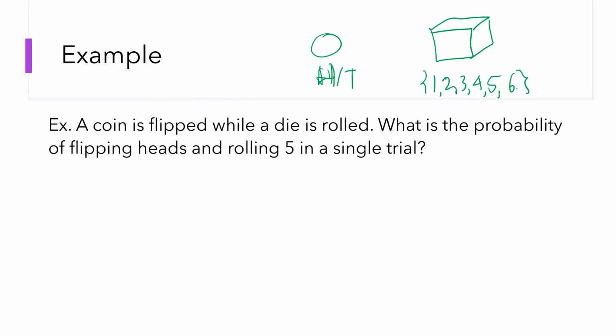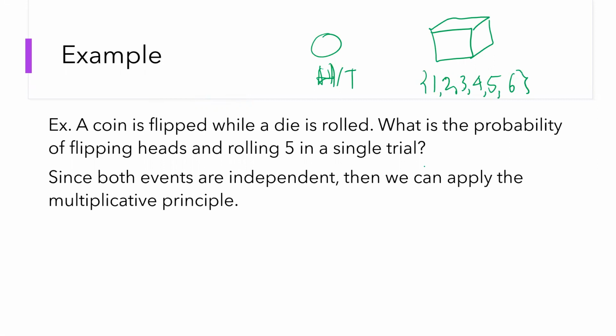So what is the probability of flipping heads and then rolling a 5 in a single trial? Doing this all at once. Well, for the coin toss, the probability of flipping heads is pretty easy. That's just a half, right? And again, because these events are independent, we can definitely use that shortcut that we learned. The shortcut basically says find the probability of heads multiplied by the probability of rolling a 5.